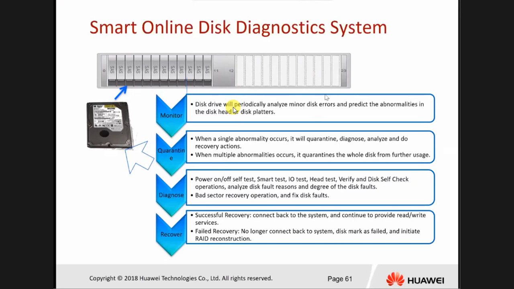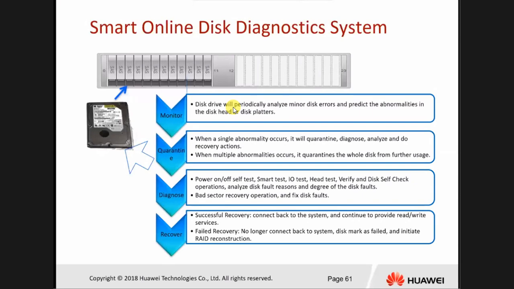Okay, so this is the SMART online disk diagnostic system. If you want to use this function on Huawei storage, you need to install a software. We call it a toolkit or SmartKit. Okay? Toolkit is the old name, SmartKit is the new name. So you need to have a software application to run this one.